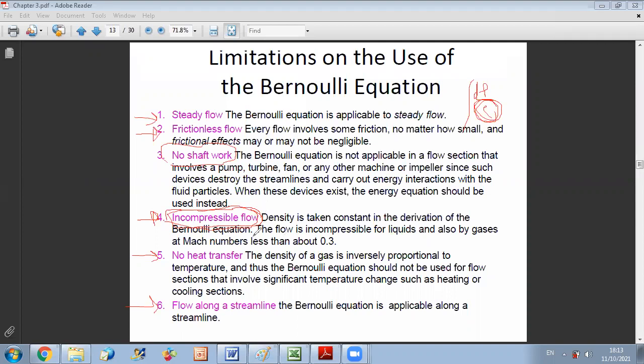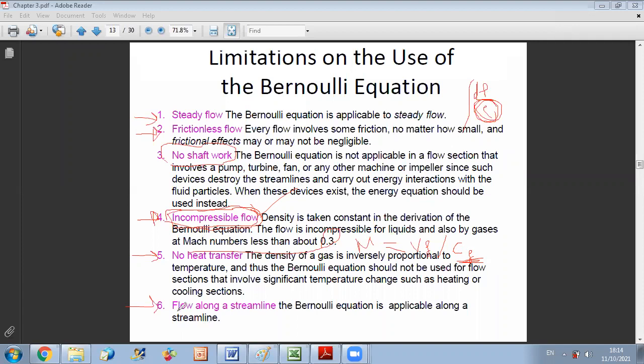You can consider a gas to be treated as incompressible if the Mach number is less than 0.3. And to remind you, the Mach number is equal to the velocity of the fluid over the speed of sound in the same fluid. So just pay attention to this. It should be the velocity of the fluid over the speed of sound in this fluid. If this number is smaller than 0.3, then it's fine. You can treat the flow as incompressible. If not, you should have a relation between rho and pressure to be able to apply the general Bernoulli equation.